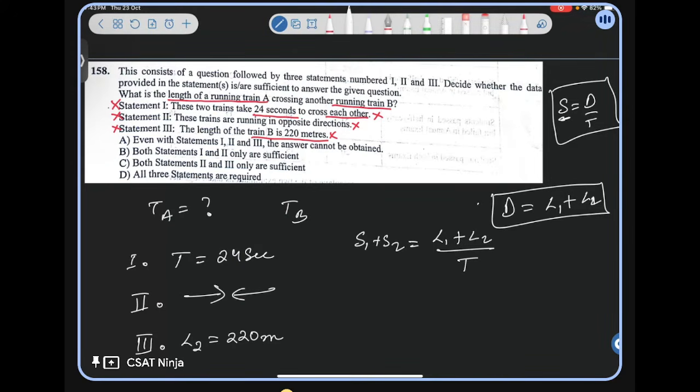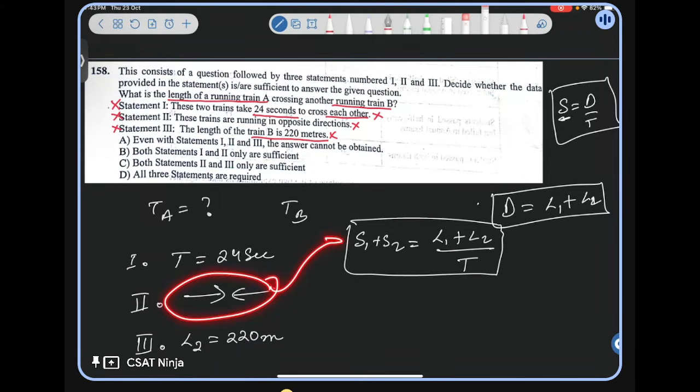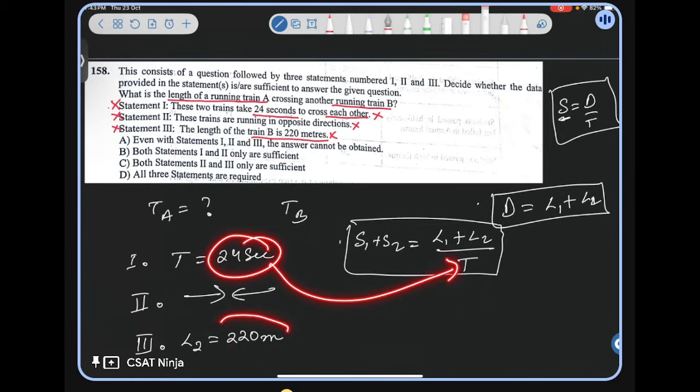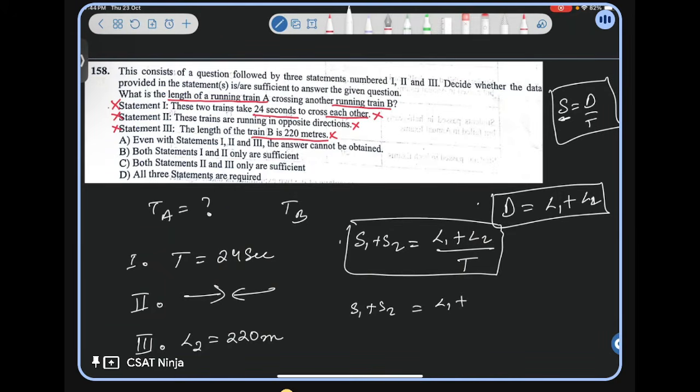If I use all three statements here, I'll be getting this equation. Because of statement number 2, I'm getting the relative speed here. Because of statement number 1, I can get time there. And because of statement number 3, I can get L there. So speed 1 plus speed 2 is nothing but the length of the first train plus the length of the second train, which is 220, divided by the time here, which is 24. But you look at this.